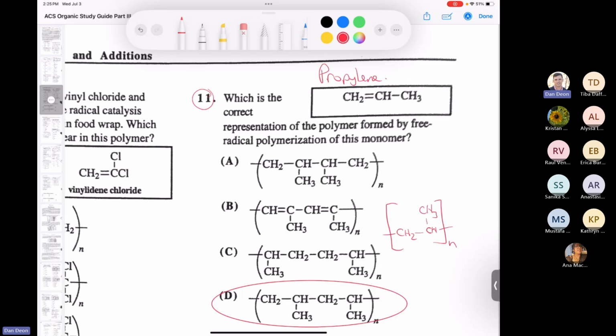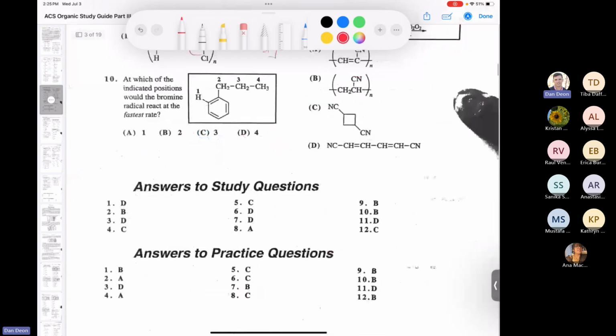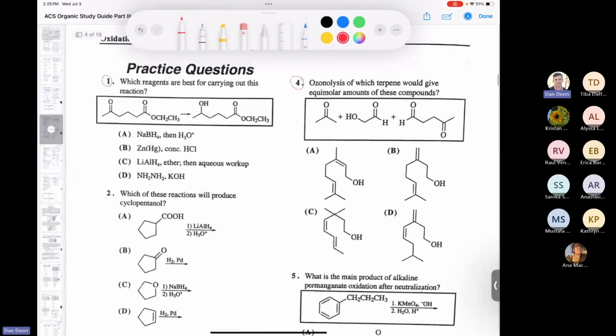And there you have it, okay? So a little bit of free radicals and a little bit of polymer chemistry in there. Okay, let's talk about redox for a few minutes.